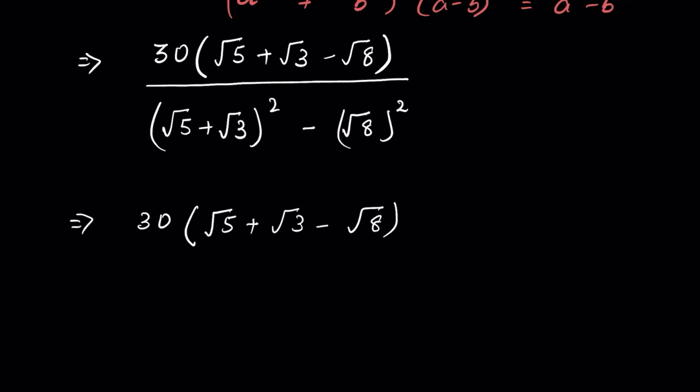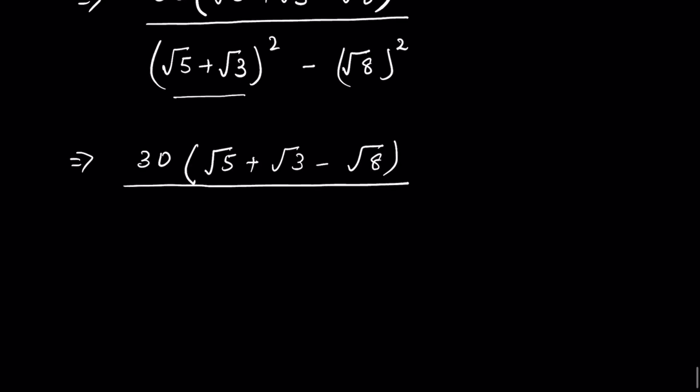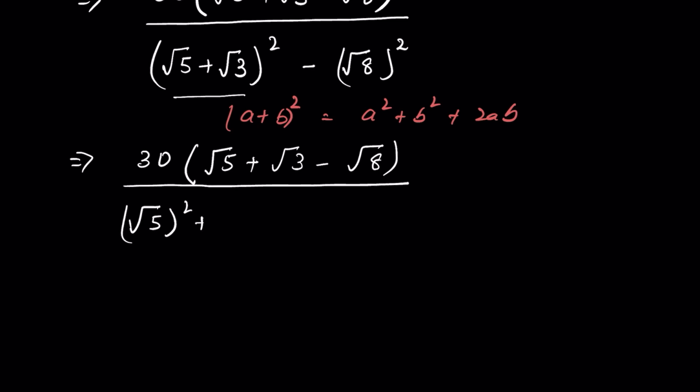again this is in the form of a plus b whole square. This is equal to a square plus b square plus 2ab. So this will be square root of 5 square plus square root of 3 square plus 2 times square root of 5 times square root of 3, minus square root of 8 square.